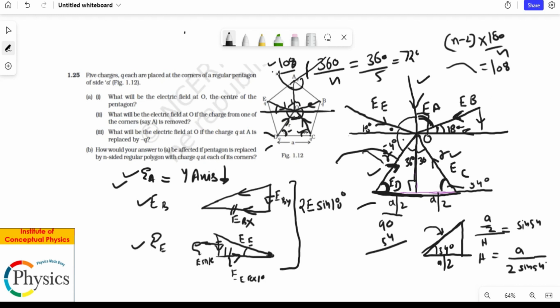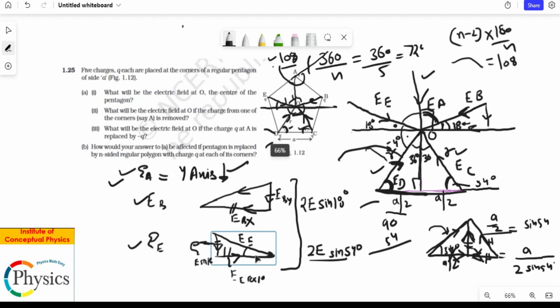So we can do resolution of both. Let's say I'm doing resolution of ED. So one is upward, the other is leftward. Similarly for EC, one is leftward, the other is upward. So these two cancel for EC and ED, and these two get added. So if I were to add them, I will write them as 2E and then of course sine of 54 degrees, right? So you have one which is absolutely down, and which is this. So we have clarity that the resultant is actually just in the y-axis, right?